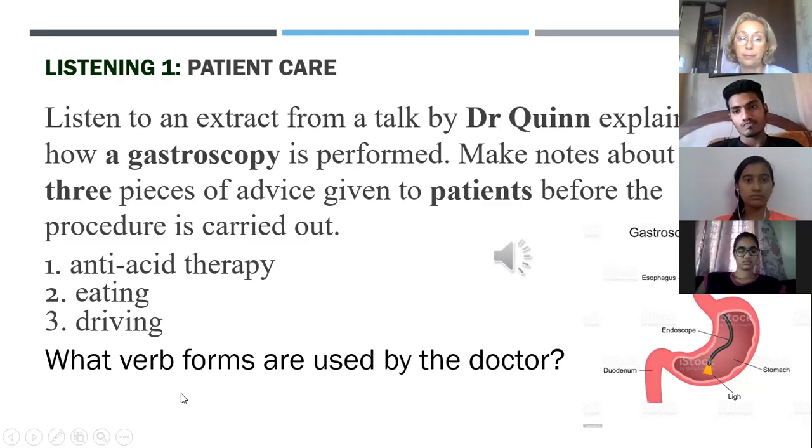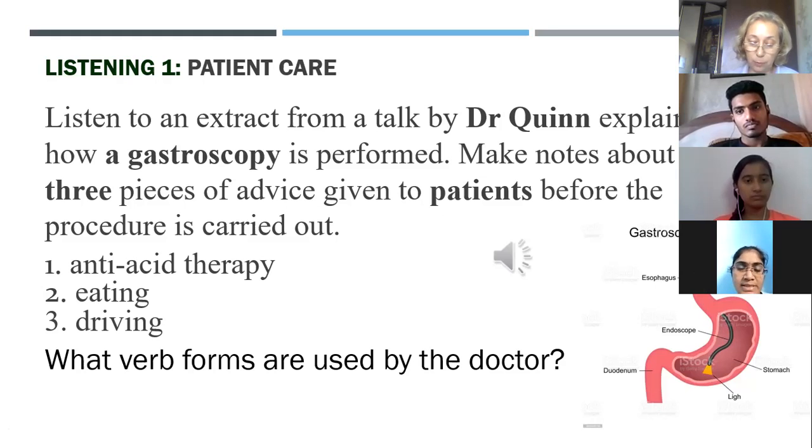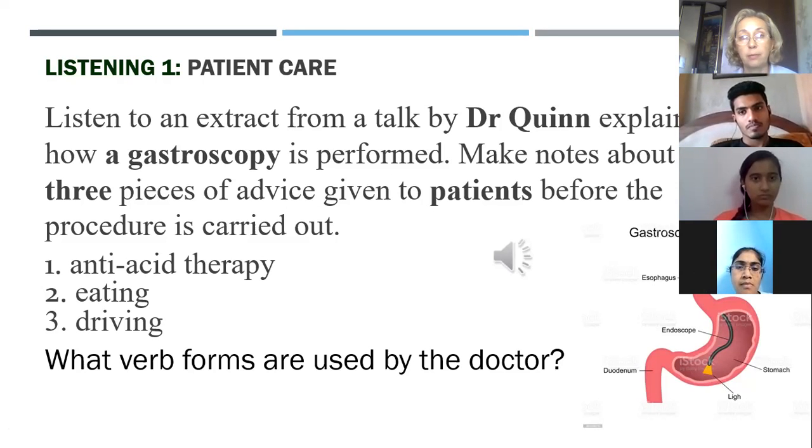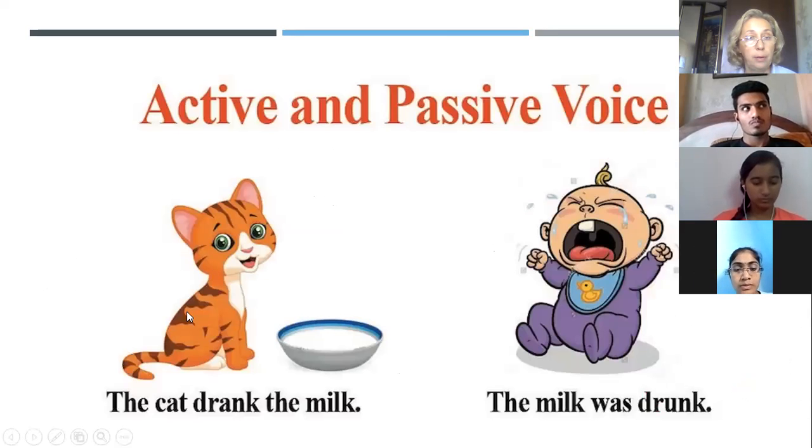Grammar, verb forms. Maybe present simple. He said, if you remember, such phrases as is explained, advice is given, is done, is carried out, is involved. What do we call this kind of verb structures? So we call them passive voice structures, right?